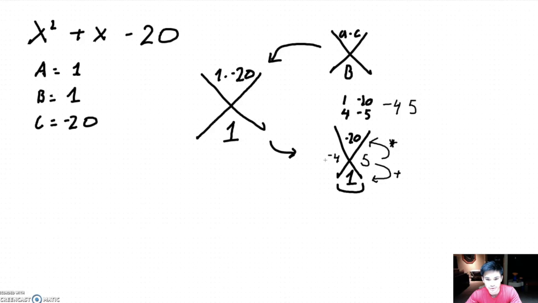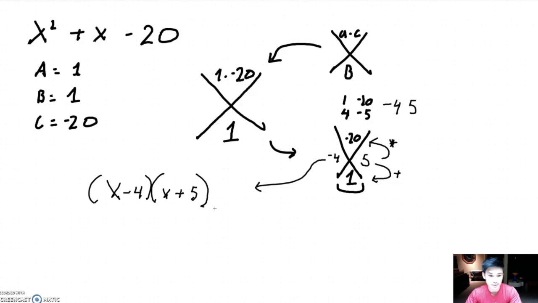Now, to get to the factored form, all you have to do is say x minus 4 times x plus 5. And there you go. It's as simple as that. That's how you would factor x squared plus x minus 20. Okay? Now let's do another example.